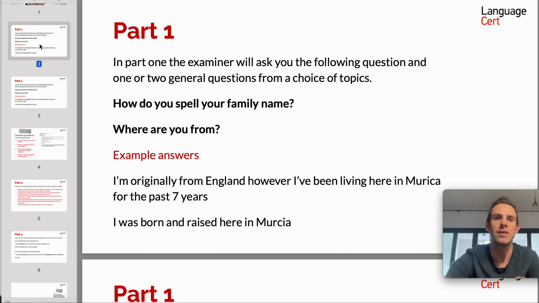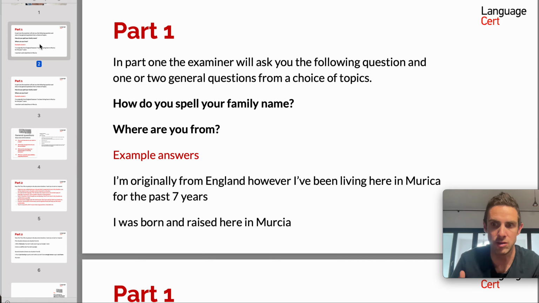Okay? The next question, where are you from? Again, a very basic question, but we want to show the examiner and the interlocutor more than just I'm from England or I'm from Spain. This is a great opportunity to show a range of grammar. So here, for example, when they say, where are you from? You could say something like, I'm originally from England. However, I've been living here in Murcia for the past 7 years.